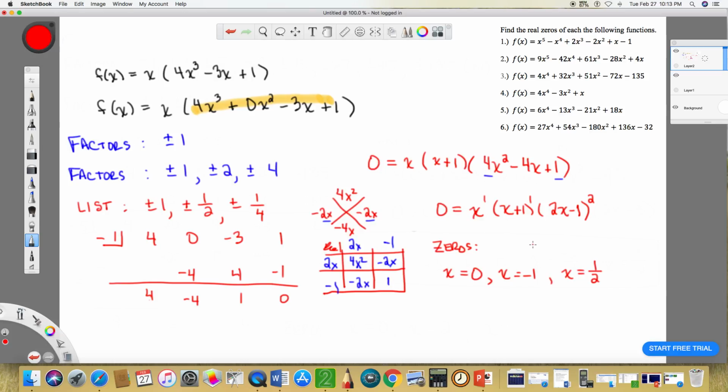So the original degree was 4, and 1 plus 1 plus 2. Hey, we have found all of the zeros.